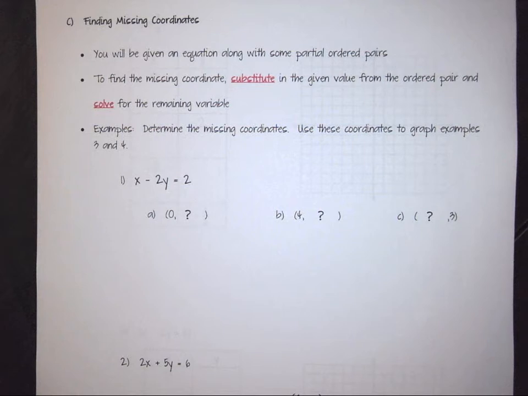Finding missing coordinates. A missing coordinate essentially means just that. You've been given part of it. You have not been given all of it. That means you've either been given the x or the y and the other piece is missing. In order to find a missing coordinate, you have to have the equation that it comes from.